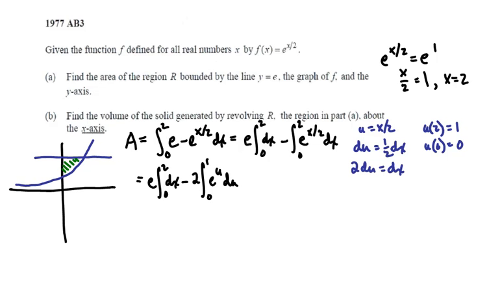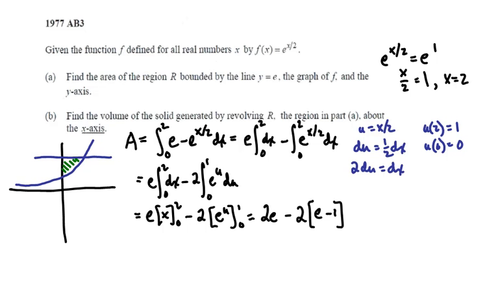So I get e times x from 0 to 2 minus 2 times e to the u from 0 to 1, and that is 2e minus 2 times the quantity e minus 1. So that's 2e minus 2e plus 2, which is just 2.